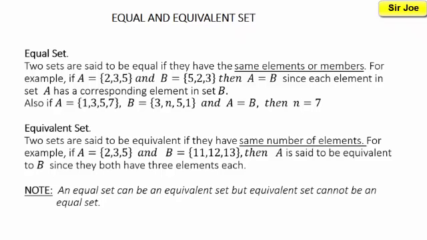Let's check the example for the equivalent set. A equals {2, 3, 5}, and B equals {11, 12, 13}. There is 2 in A, there is no 2 in B. There is 3 in A, there is no 3 in B. There is 5 in A, there is no 5 in B. In B, there are 11, 12, 13. Those numbers are not in A. So there is no way an equivalent set can be an equal set. But an equal set can always be an equivalent set. I hope you are clear with this one too. Good. Now let's move on.